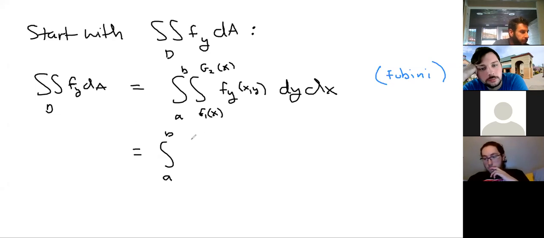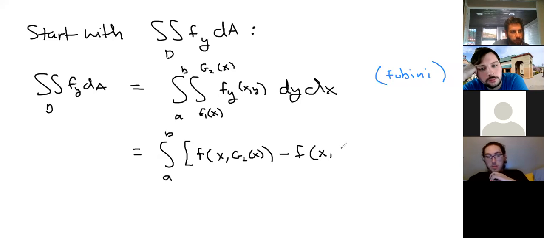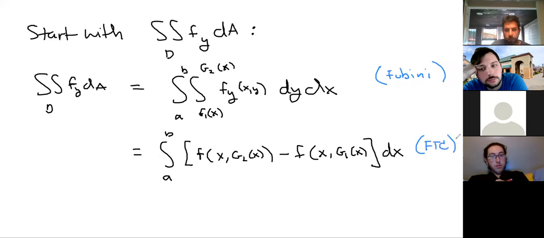And so what you get is the following. You get f. Now this is no longer a partial. This is f, and it is x comma g sub 2 of x minus f evaluated at x comma g sub 1 of x. So this is the fundamental theorem of calculus.